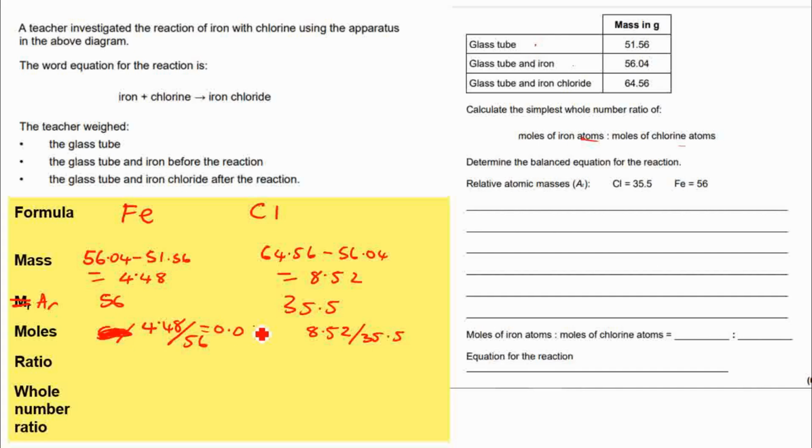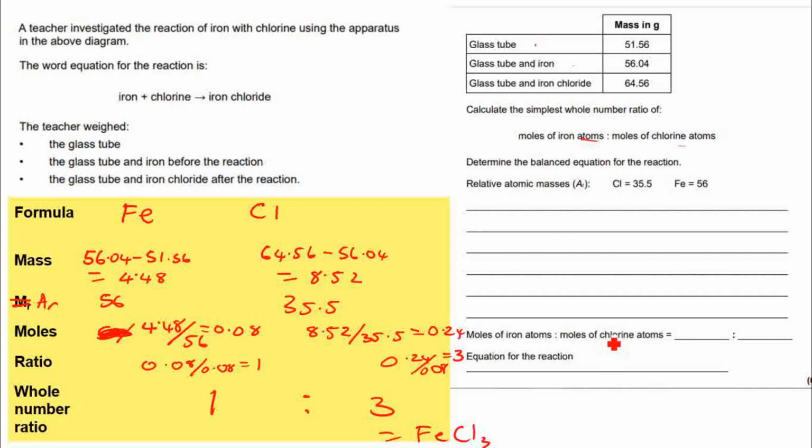And I am getting 0.08, and I'm also getting 0.24. So the ratio now, what we're going to be doing, the ratio is going to be 0.08 divided by 0.08, which gives me 1, and then 0.24 divided by 0.08, and that's going to give me 3. So the ratio is a 1 to 3 ratio, which means therefore that the formula for the compound is FeCl3.